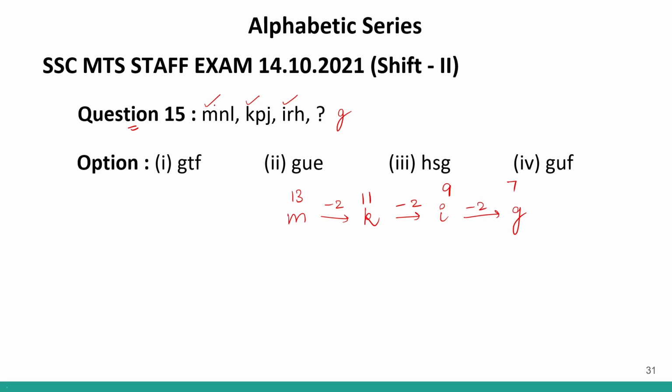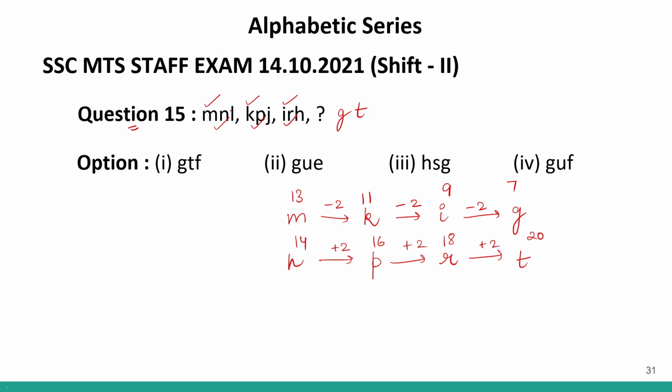Okay. Then we have N, P, R. N is 14th position, P is how much? 16th position and R is 18th position. So this is basically plus 2. This is also plus 2 and we will get plus 2, which will bring us to 20th position. At 20th position we have T. So the next element will be T.